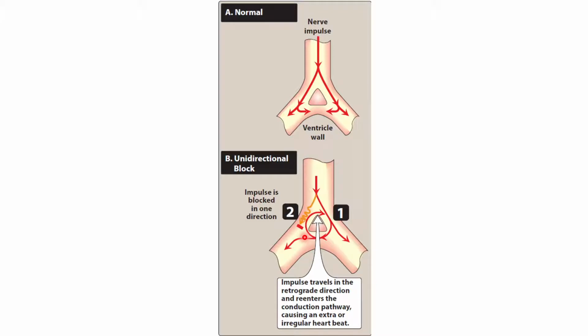So this is because the conduction is blocked in one direction, and that leads to the retrograde conduction travel, and that leads to the irregular heartbeats that are called extrasystoles, and that can be very dangerous.